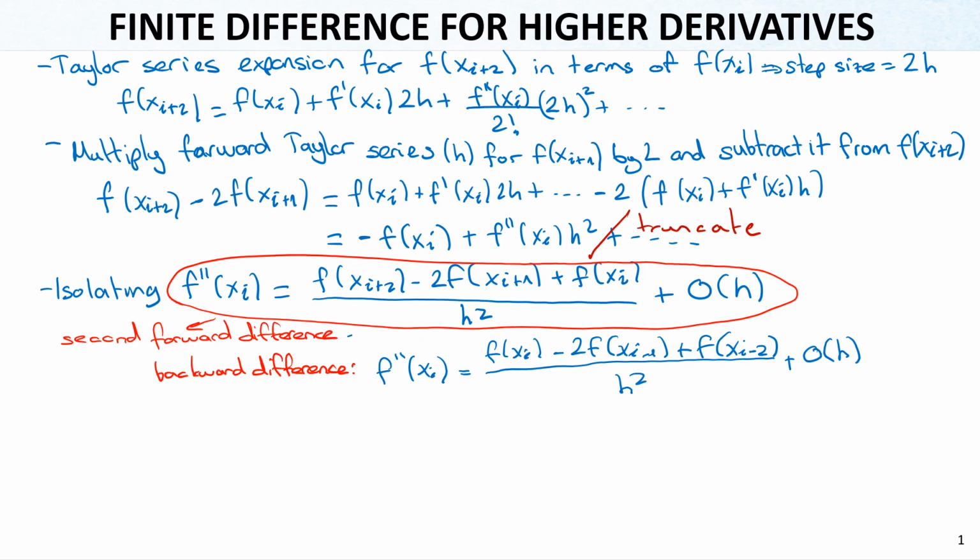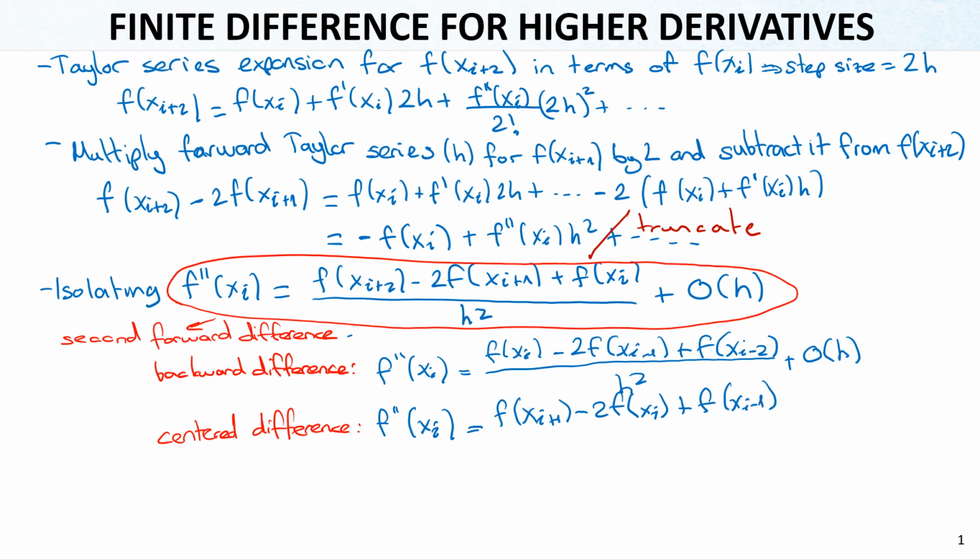And center difference is again simply the difference of the forward and backward difference estimations, and it gives us f double prime xi is equivalent to, this time we have i plus 1 and i minus 1 actually. Again, f xi plus 1 minus 2 f xi plus f xi minus 1 divided by h square, and again the error is on the second power.